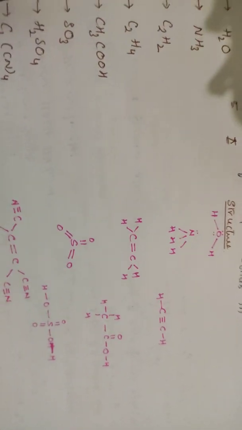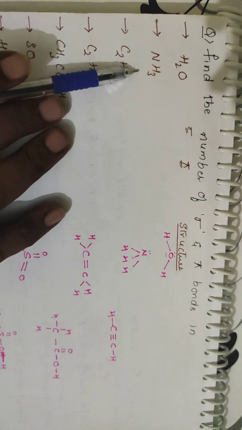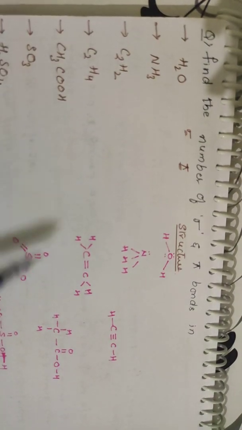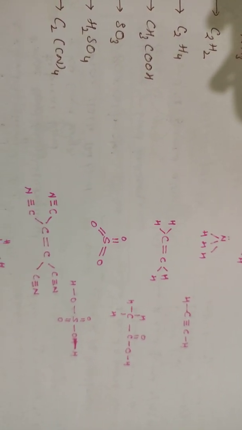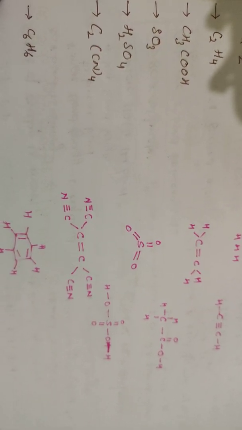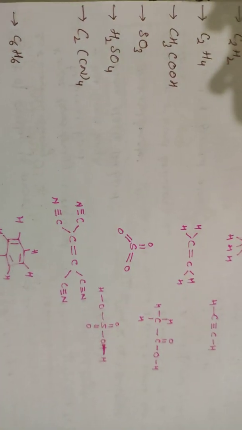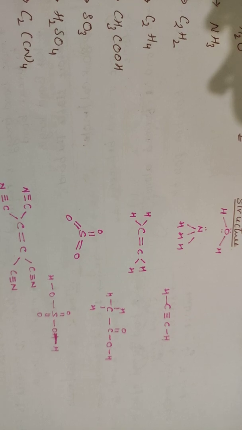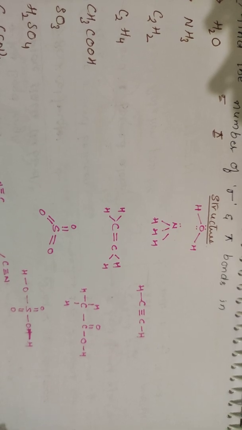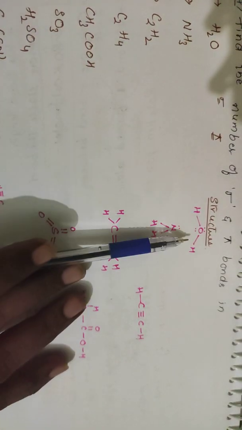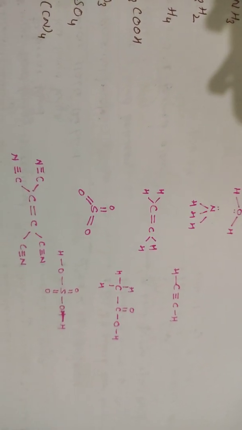In the same way, students, this is the homework for you. Find the number of sigma bonds and pi bonds in H2O molecule, NH3, C2H2, C2H4, CH3COOH, SO3, H2SO4, C2CN taken 4 times, C6H6. I have already given all the structures. These are the structures of these molecules. Don't get confused about how these are drawn. The way of drawing the structure we will also learn at the end of the chapter, in the topic called hybridization. So go and calculate the sigma bonds as well as the pi bonds present in the molecule. These are the examples, students.